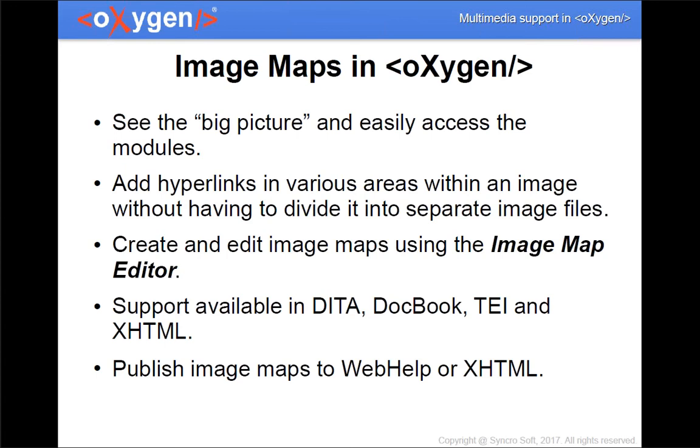For example, if you have one image file with a big image of, I don't know, maybe a complex mechanism, then you can create various areas on that single image and then add hyperlinks on those areas, so you don't have to split the image in separate image files. And you can do that in oXygen using our image map editor, which has been introduced in 18.